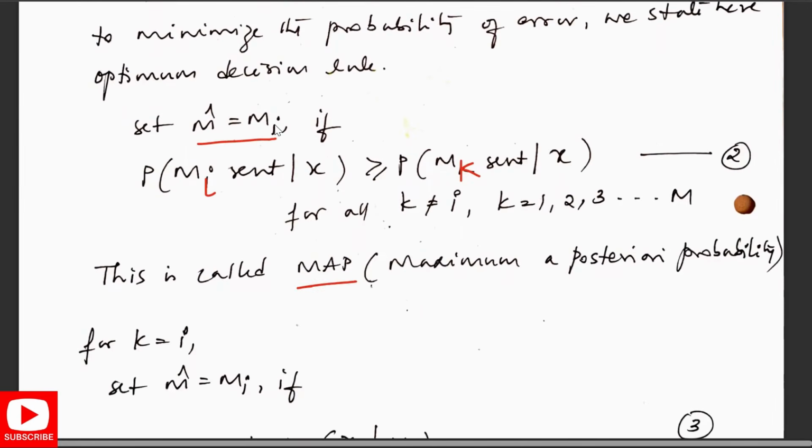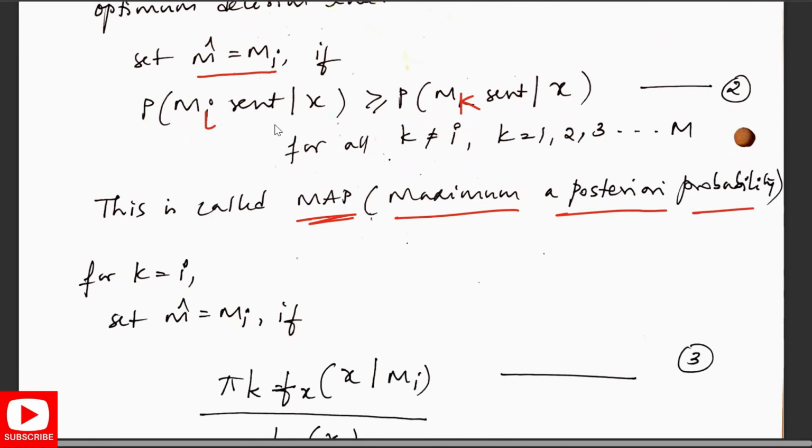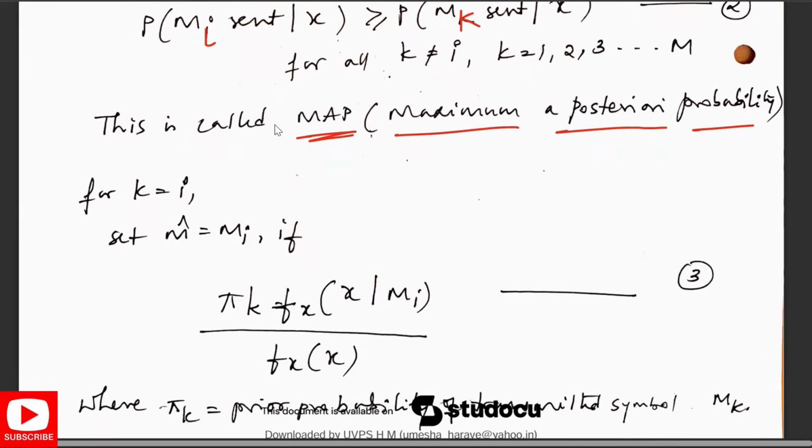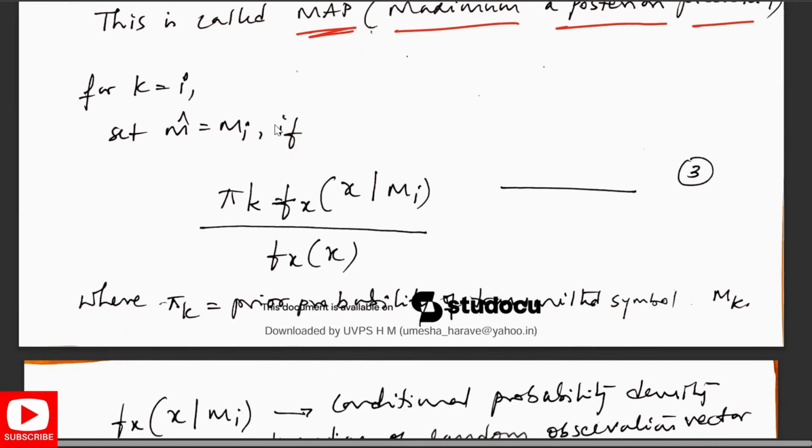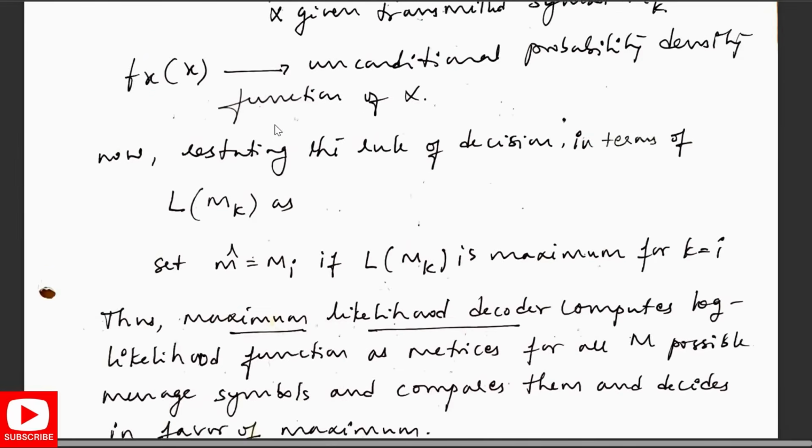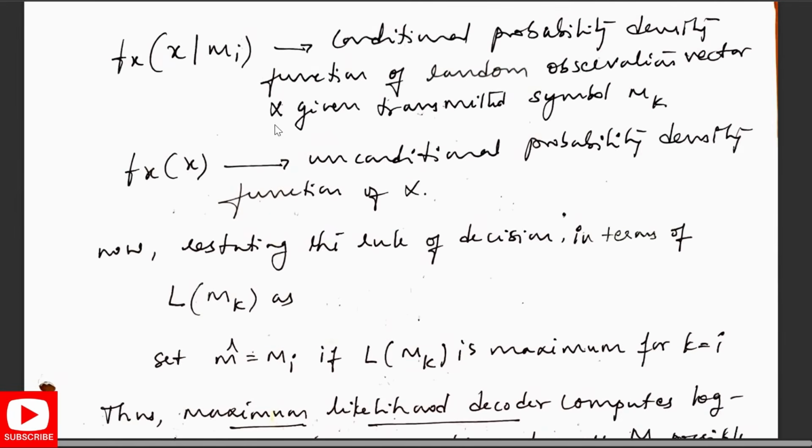This is called the maximum a posteriori probability rule. For k equal to i, you can say m dash of mj, if pi k, fx of x given mi will become fx of x. This will be considered as equation 2. And next, you can observe it as fx of x given mi.